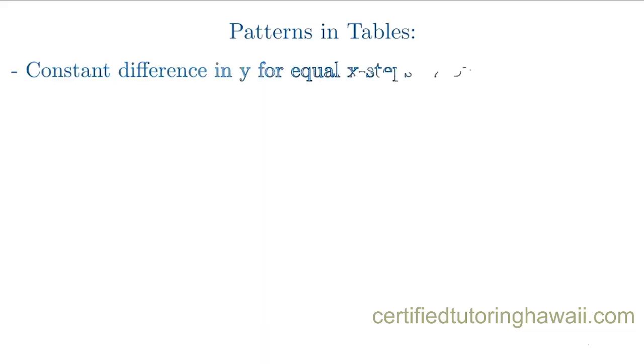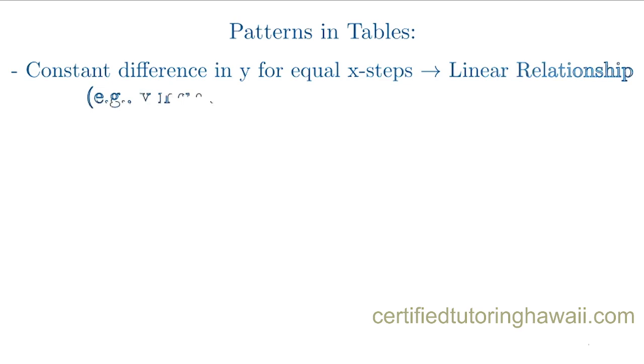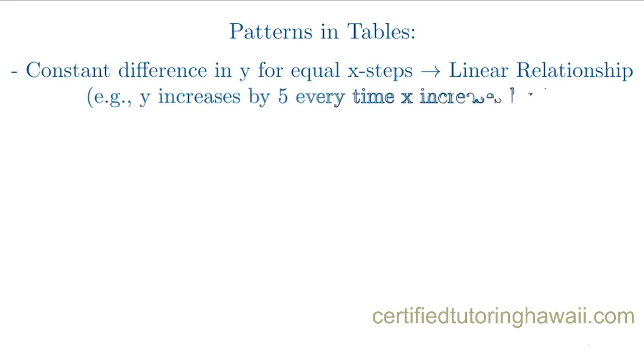If a relationship has a constant difference in the output, y, for every 1-step change in the input x, then that relationship is linear. A linear function has a constant rate of change, which is its slope. For instance, if y goes up by 5 every time x goes up by 1, that's a constant rate of change of 5.